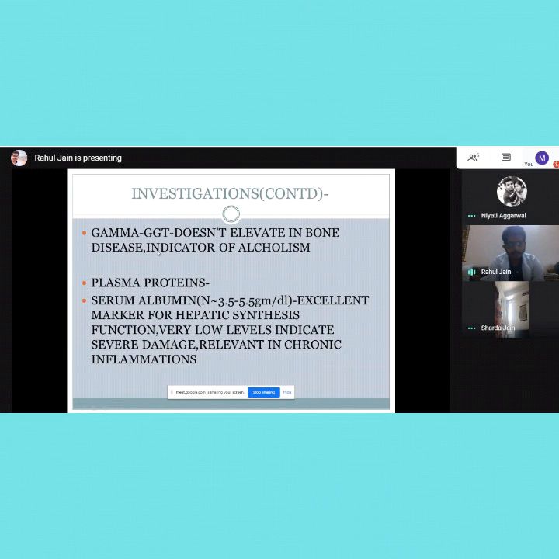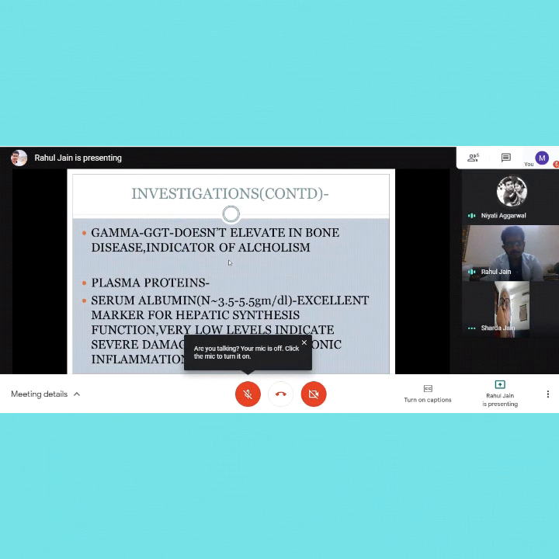Then GGT is a very good indicator of acute alcoholism. So if I see GGT specifically rising in someone's blood, then I can be pretty sure that the person is doing acute alcoholism. He has just had a drink, maybe just before the test or a day before the test.